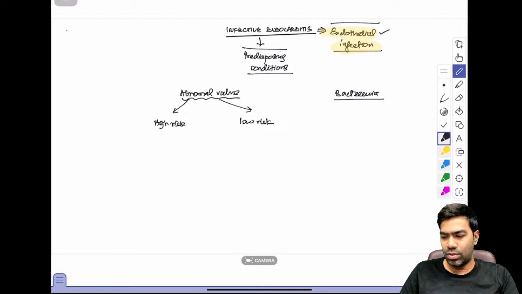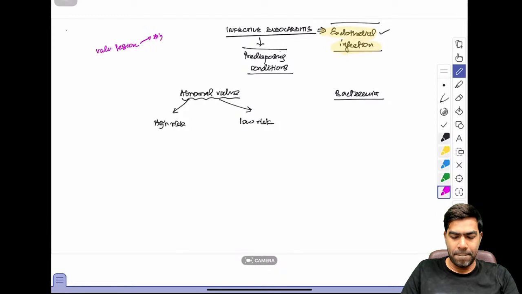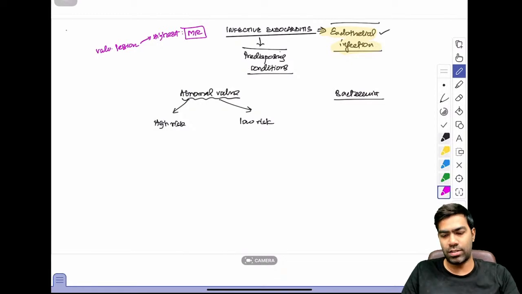But there are quite a few points that are important for exams. For example, if they ask you which valvular lesion has the highest risk for developing infective endocarditis, you talk about mitral regurgitation. That is going to have the highest risk. If you talk about the valvular lesion that has the lowest risk of developing infective endocarditis, I think you would have studied this already. That's going to be mitral stenosis, the lowest risk out of all.